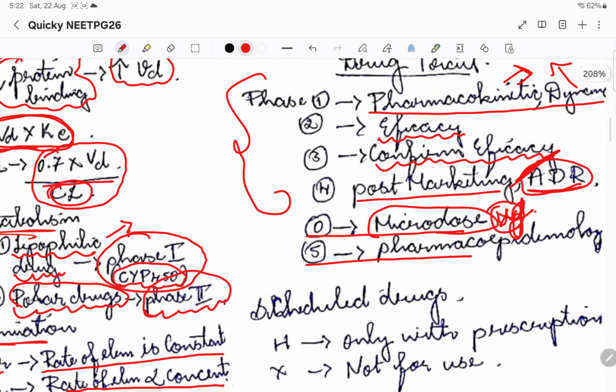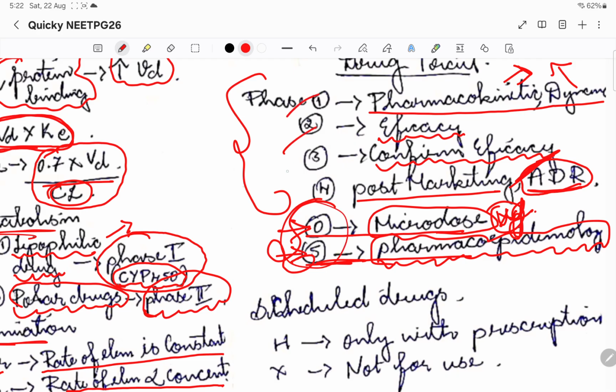Whereas in phase 5, we see the pharmacoepidemiology, whether there is addiction to the drug and all these things. And if there is a particular town or a city that is using too much of this particular drug, all these things will be tested in phase 5. Please remember phase 0 and phase 5, because they'll be interested in asking these 2 only, rather than the 4, which anyone would know.